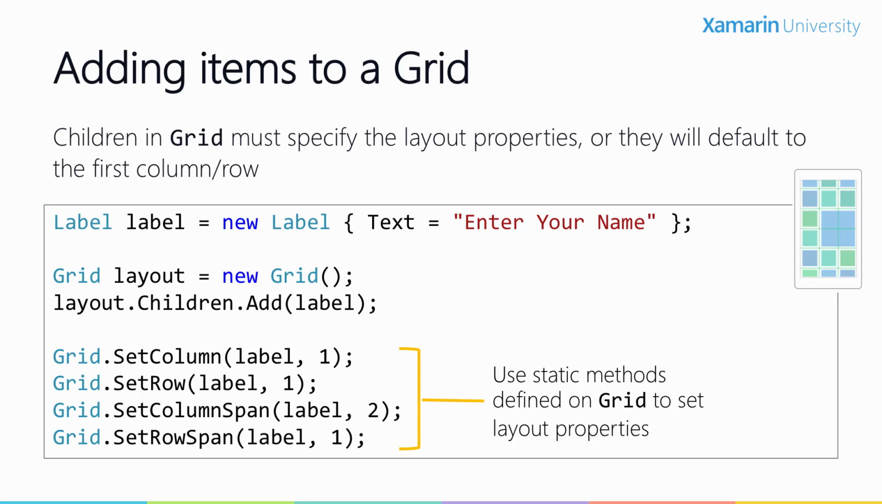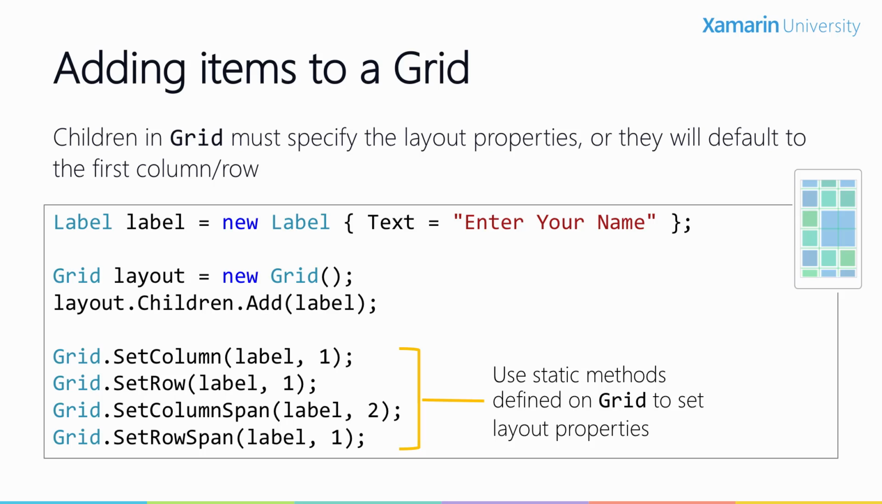We first create our elements, our child elements. Here we have a label. Then we create our grid. And we add the label into the grid's children collection. And what is interesting, by default, our label would now show up at column 0, row 0, because that's the default value for row and column.